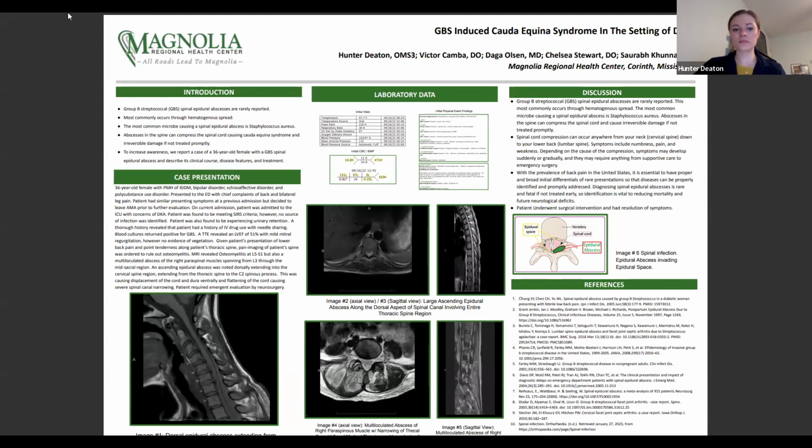So what we learned from this case was that despite the prevalence of back pain in the United States, it may be easy to brush it off as just normal musculoskeletal back pain. But we came to the fact that all back pain should be evaluated appropriately because we want to rule out these causes like spinal epidural abscess that can cause permanent neurological deficits and eventually death. So in summary, the spinal epidural abscess should be ruled out, especially in those with risk factors with recent trauma, surgery, IV drug use, and then symptoms of persistent back pain, paresthesias, and bladder dysfunction. So thank you.